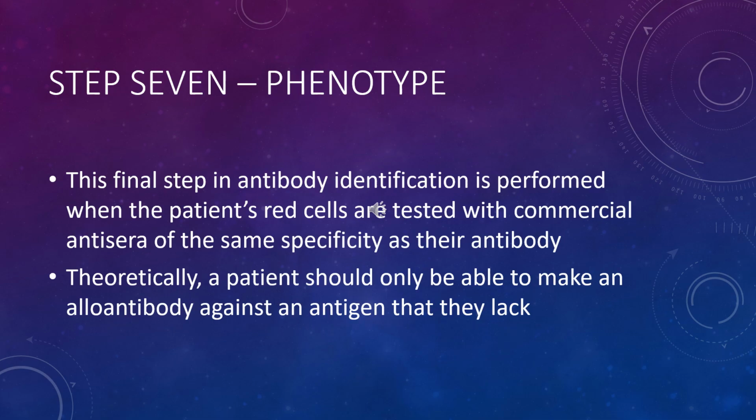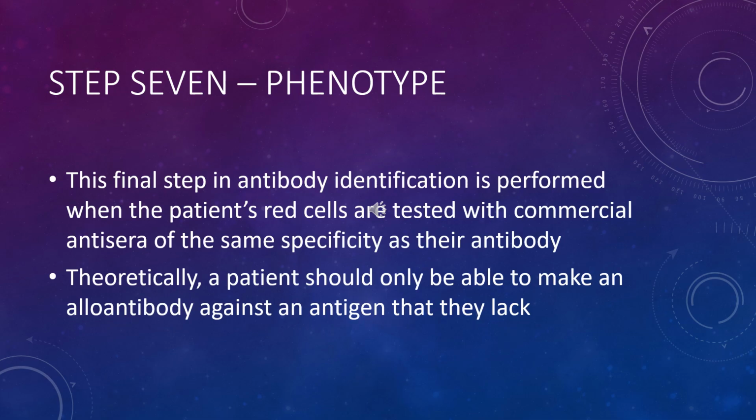All right, and then the last step, which I mentioned earlier because it can sometimes help you when you're stuck, but this is kind of the final conclusive step to state whether the patient could actually make the antibody you've identified, because they would have to lack the antigen in order to make it. So this is done by using commercial antisera of the same specificity as the antibody against the patient's red blood cells. It's a process known as phenotyping or antigen typing. It's the same thing.